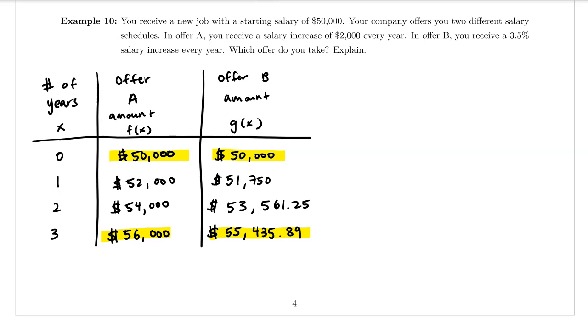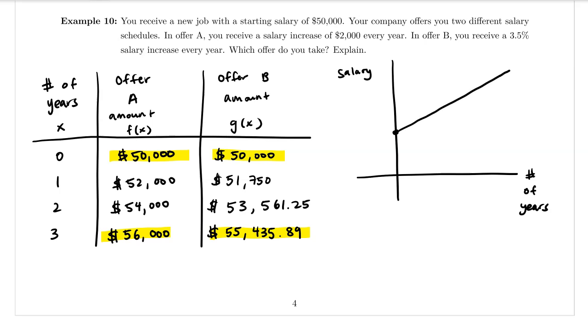But really, we probably want to know, is there a point where that will change? Because if I were to graph this, here this would represent the number of years, and then this would represent salary. They're both starting at $50,000. One of them is a linear function, and one of them is an exponential function, which means it's going to look something like that. And so at some point, these are going to intersect, which is why it's important for us to come up with function formulas.